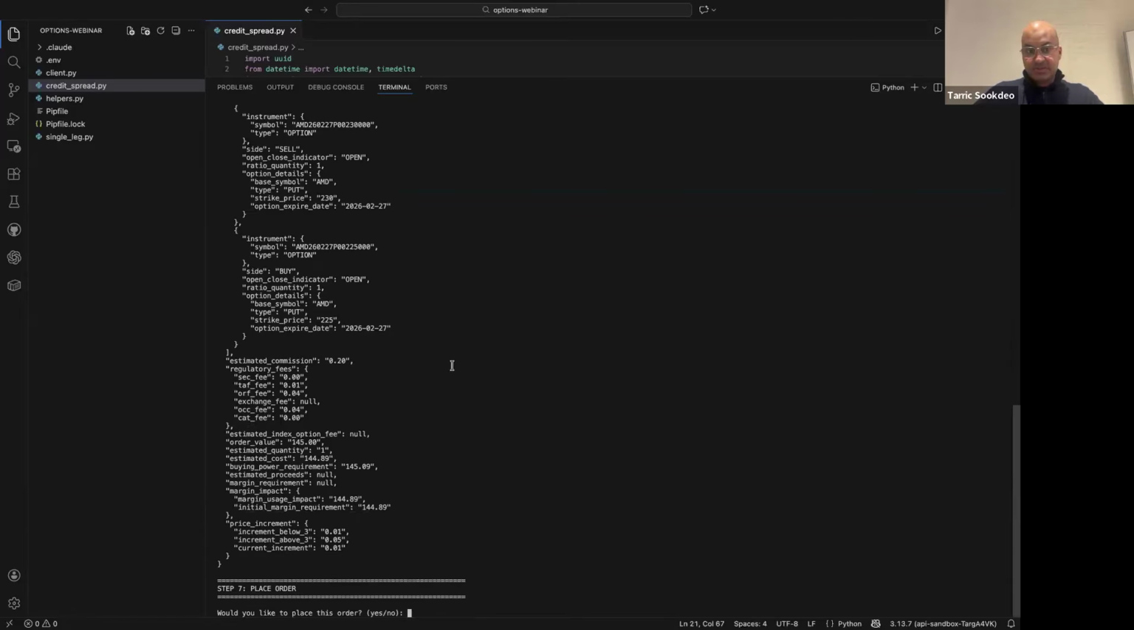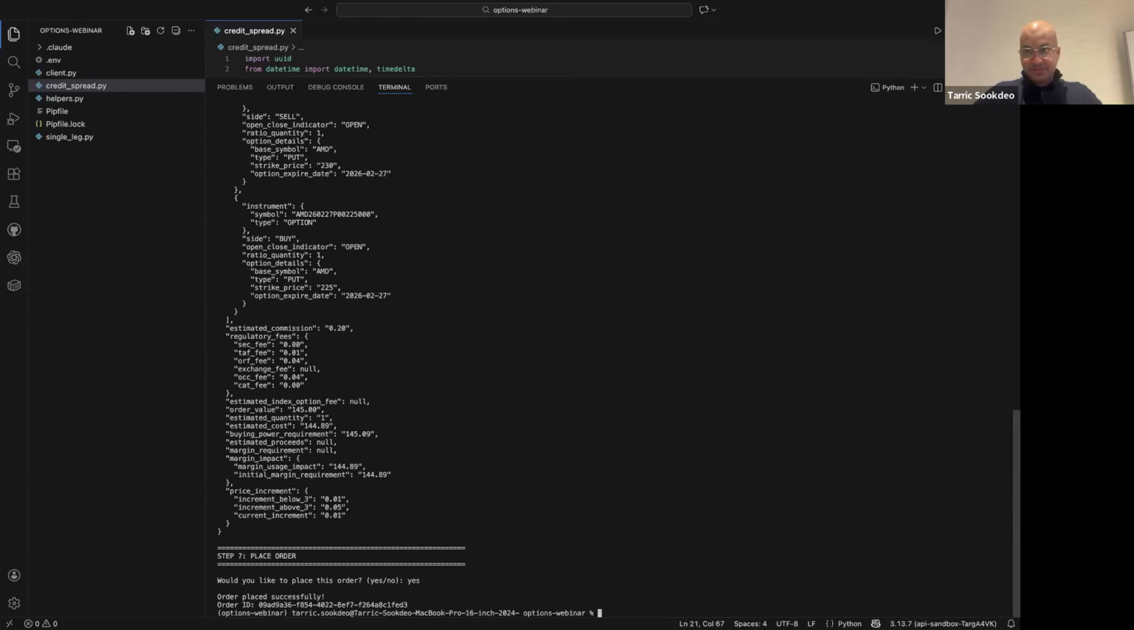including the effect on your buying power and the effect on your margin requirements. Again, if you like this trade, everything checks out, everything the API was set up to analyze looks good, you can just type yes, and the trade would place. It will not execute. We are in after hours right now.